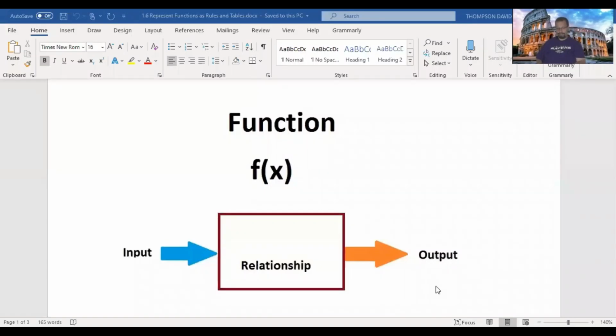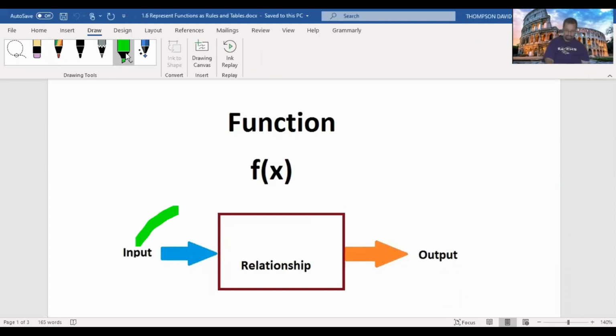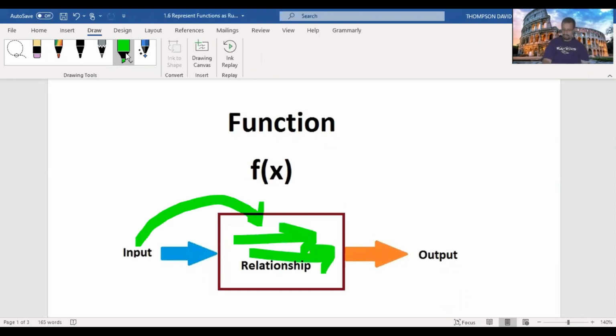An easy way to think of a function is like a machine, as in this diagram. We have an input, and we put it into the machine, which we can think of as a relationship. And as it goes through the machine, it comes out with the output. That's an easy way to think pictorially about a function. What you put in, you get something out.